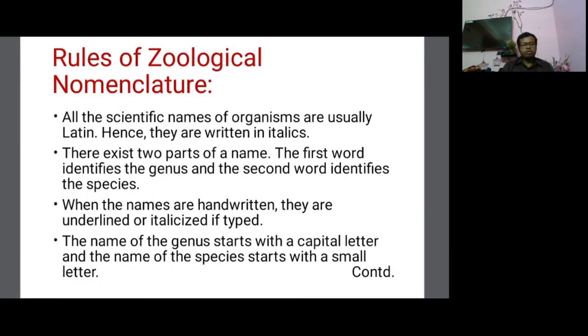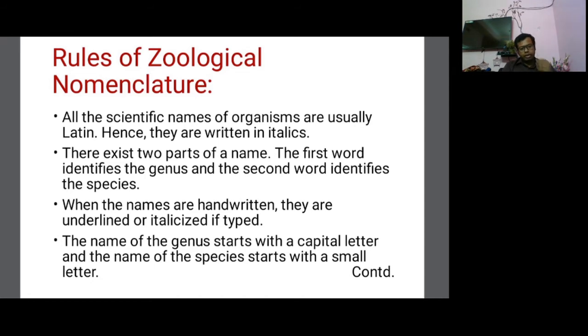Now I come to the rules of zoological nomenclature. All the scientific names of organisms are usually Latin, hence they are written in italics. The first rule is that you have to give the scientific name in Latin, and when you write it, you have to write it in italics. There are two parts of a name. The first identifies the genus, and the second identifies the species.